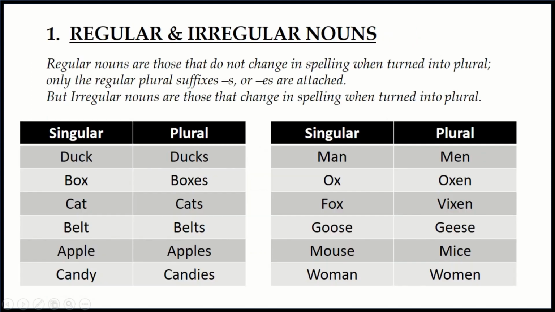Okay, first is regular and irregular nouns. I have made a video on nouns. There is a lecture, you can find that on my YouTube channel. So basically this is the first exception: regular nouns have s or es at the end of the word to make it a plural. But irregular nouns don't follow such a pattern. For example, the plural of man is men, plural of ox is oxen, plural of fox is vixen, plural of goose is geese, etc. So you have to memorize these irregularities.